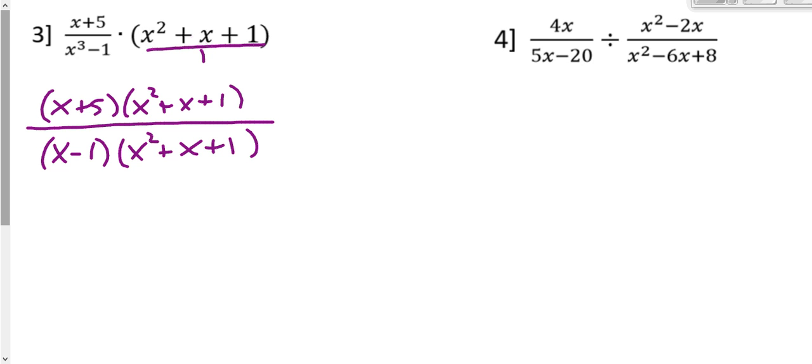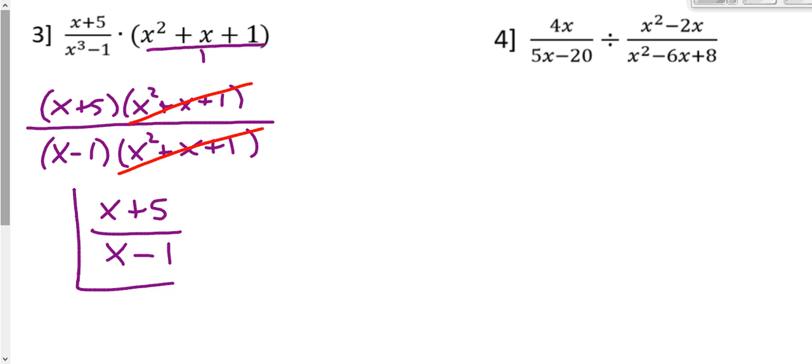Okay, so notice we have a common factor on the top and the bottom. Cancel that, and what we have left is x plus 5 over x minus 1. Remember, you cannot cancel these x's, because that's canceling terms, not factors.